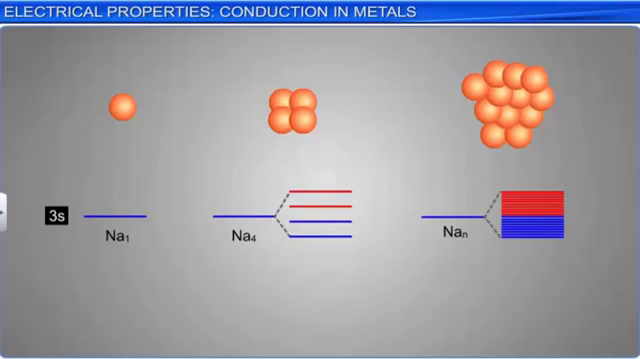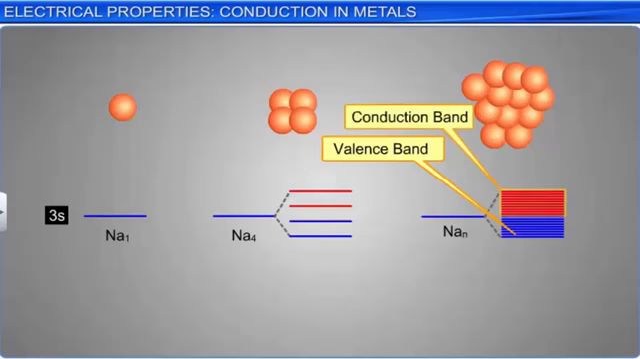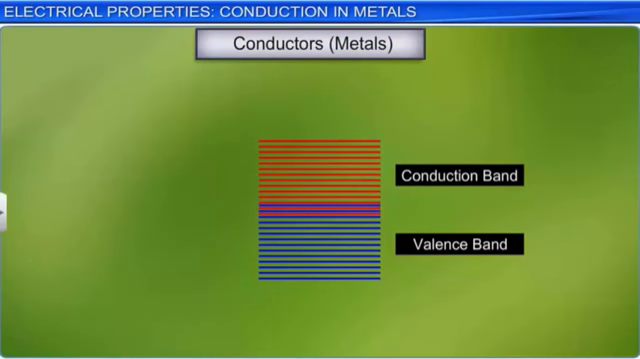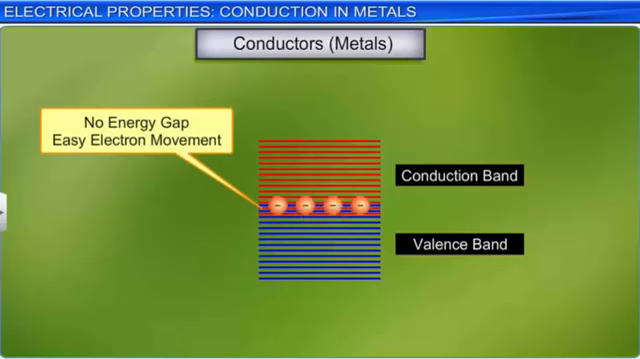The band that holds the valence electrons is called the valence band. The other band, which is slightly higher in energy and is formed by the overlap of atomic orbitals, is called the conduction band. In metals, the valence band overlaps the conduction band. This results in easy flow of electrons under an applied electric field, and the metal shows conductivity.